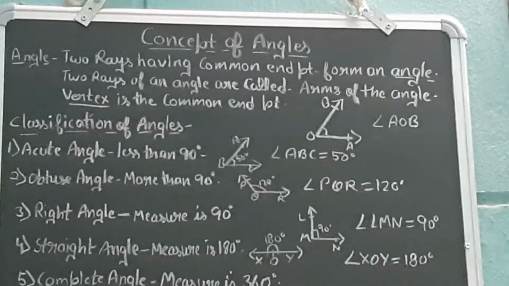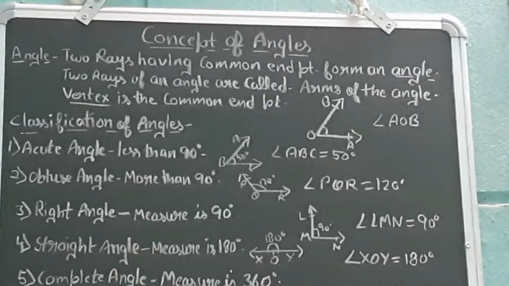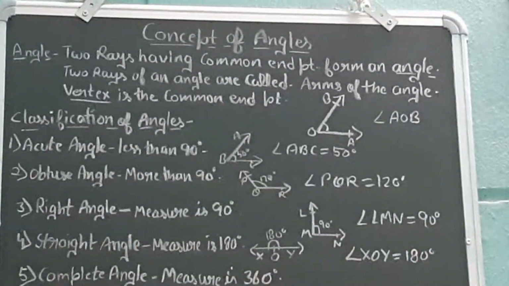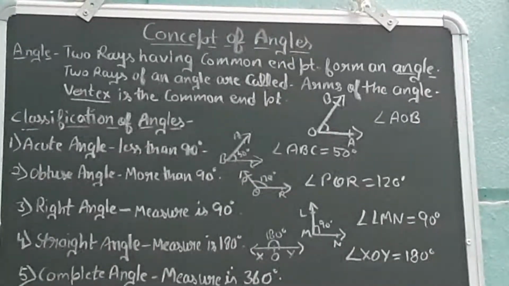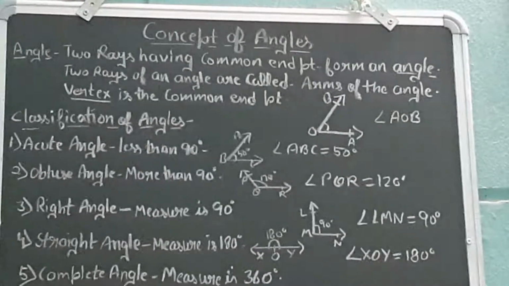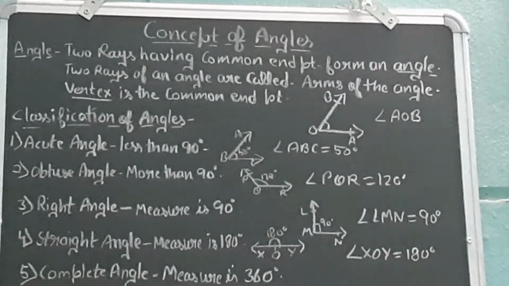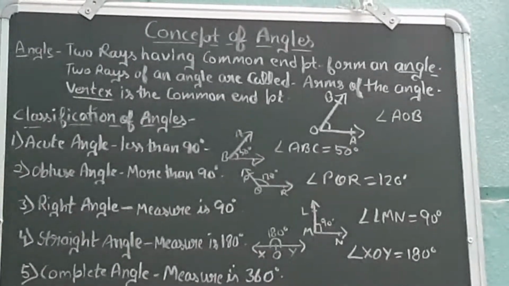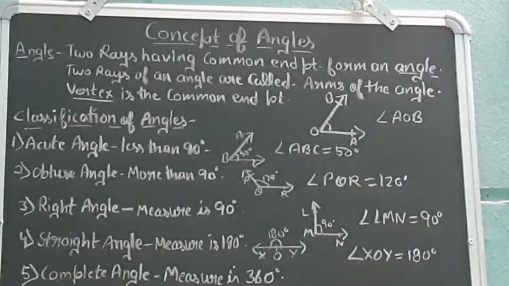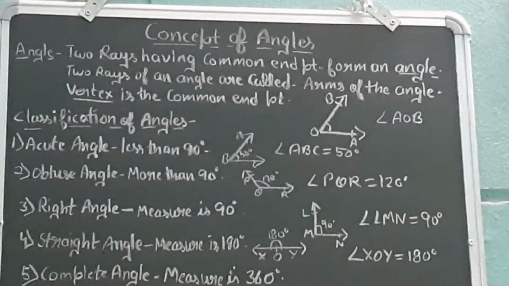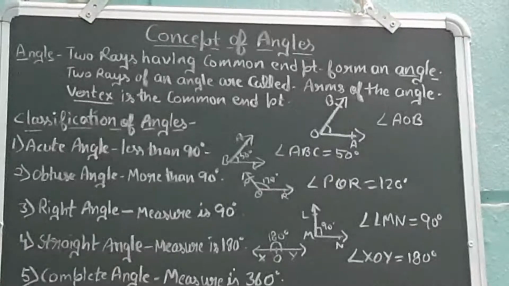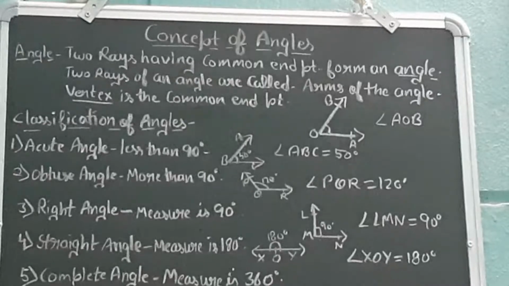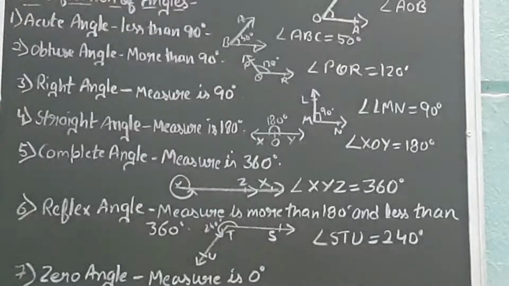Then comes the obtuse angle. All those angles whose measurement is more than 90 degrees are called obtuse angles. In this figure angle PQR measures 120 degrees, which is more than 90 degrees, meaning this angle is an obtuse angle. Then the third type is the right angle. All those angles whose measurement is exactly 90 degrees, meaning not less than 90 nor more than 90, are right angles. And in angle LMN, the measurement is 90 degrees, so this is a right angle.